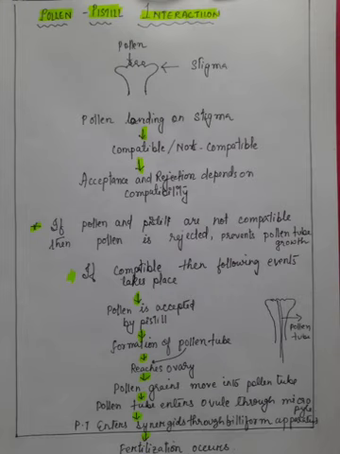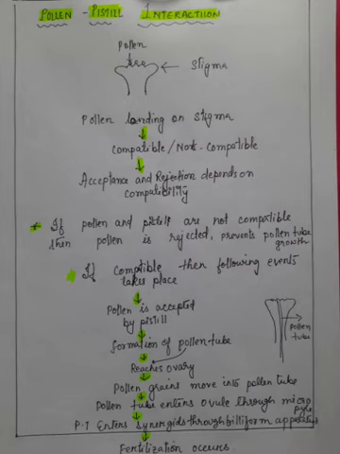Some of the pollen grains are compatible and some of them are not compatible. Compatible means whether they can fuse with the stigma or not, whether the stigma will accept it or not. So this acceptance and rejection of a pollen grain is completely dependent on its compatibility, right?